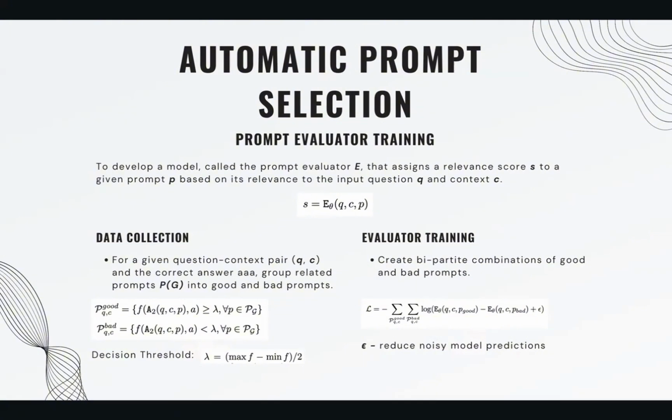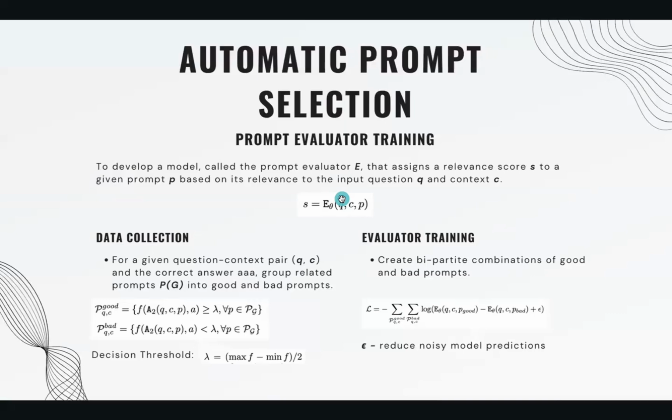For example, here is a given formula for good prompts and bad prompts, and lambda is the decision threshold, which stands for maximum minus minimum, divided by 2. We will consider only the M closest question context pairs to the cluster centroid to ensure data representativeness and manageable size. The collection process is automated without human intervention.